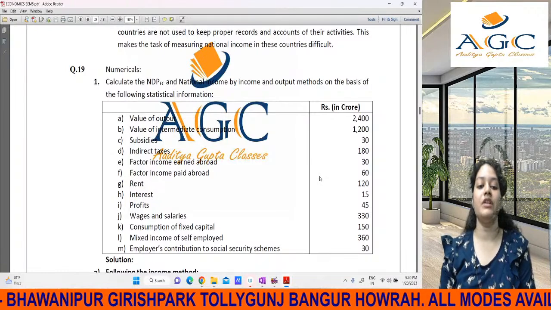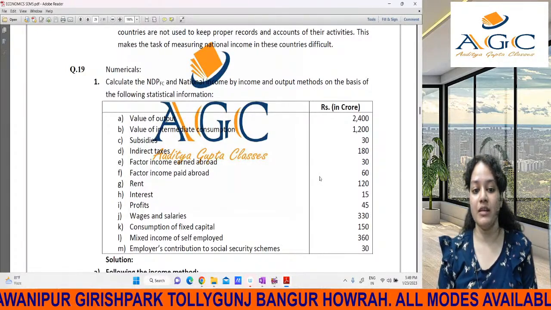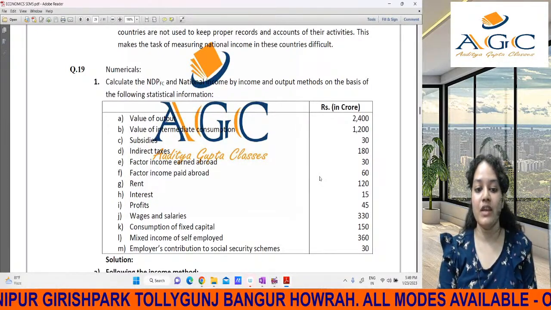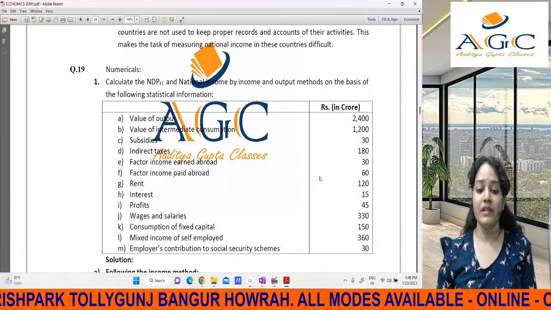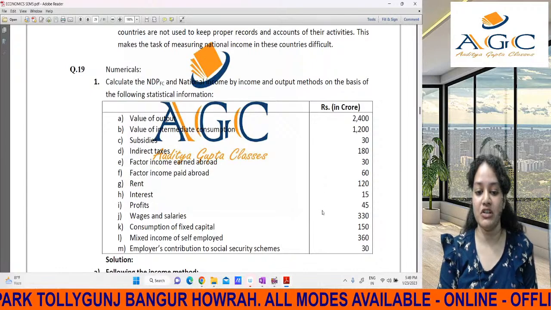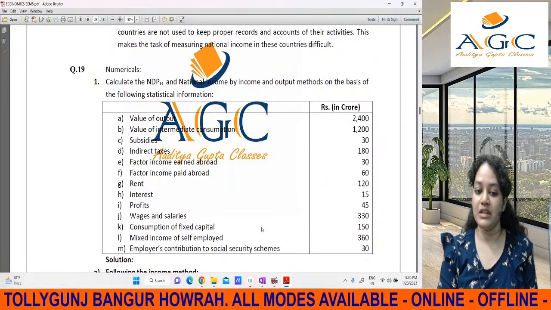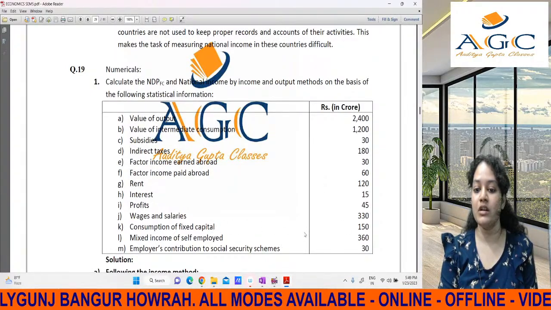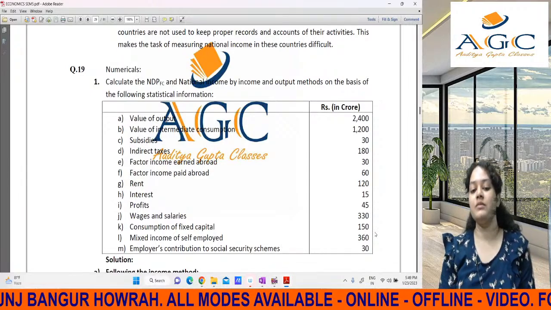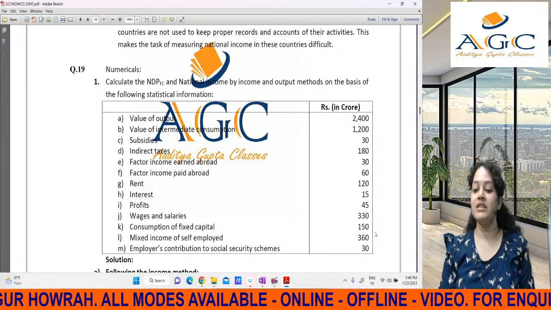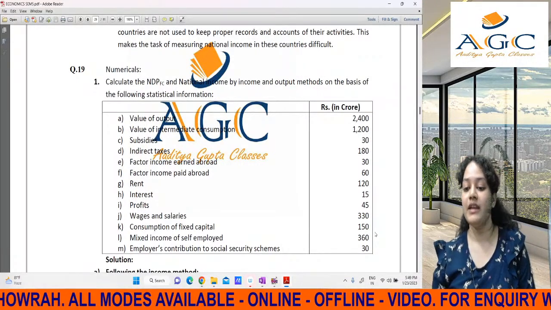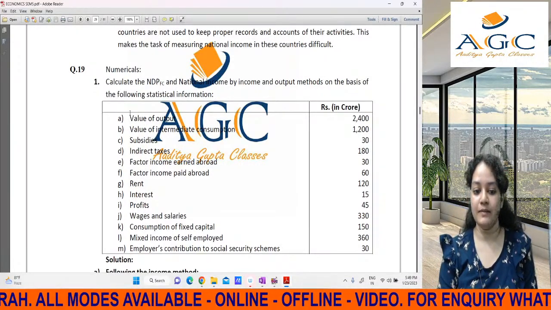Now if we are converting our GDPMP to NNPFC, what are the things that we have to consider? GDPMP minus depreciation we have to do. We have to see if our depreciation value is given. So we can see in the table, depreciation value is what? Consumption of fixed capital. Consumption of fixed capital is also known as depreciation. So that is another word for depreciation. So depreciation value would be 150.